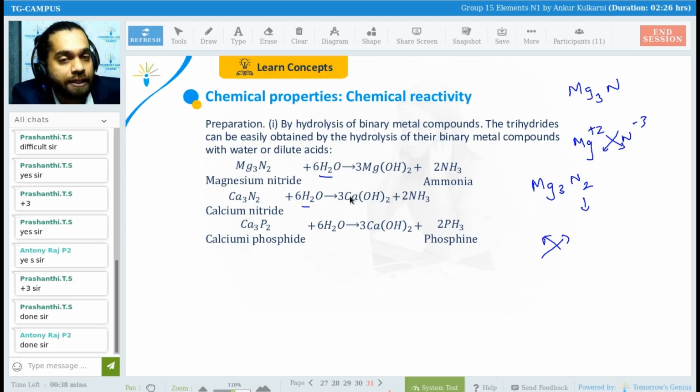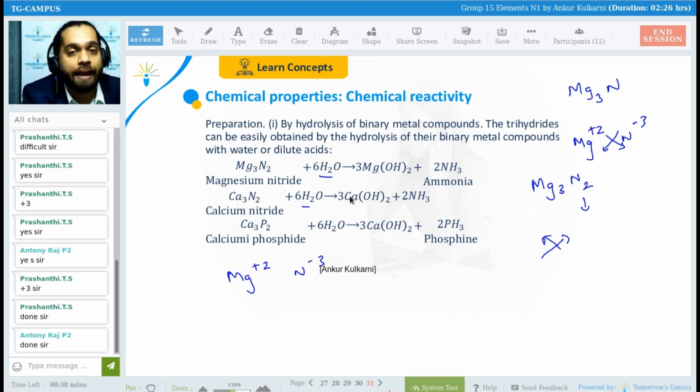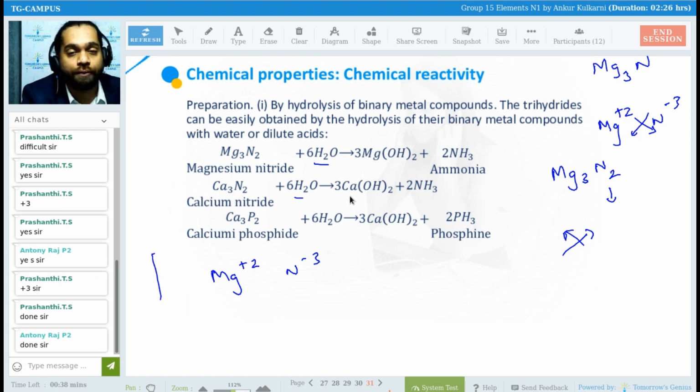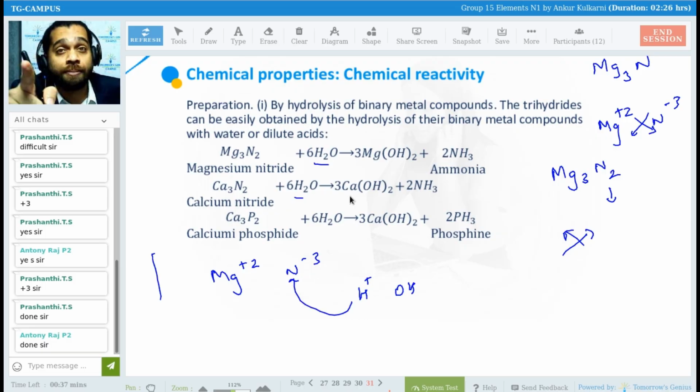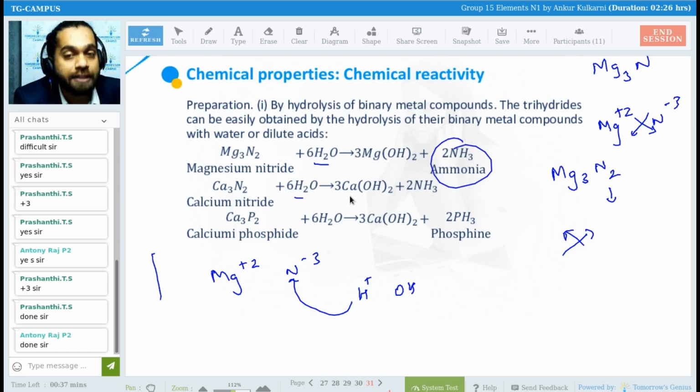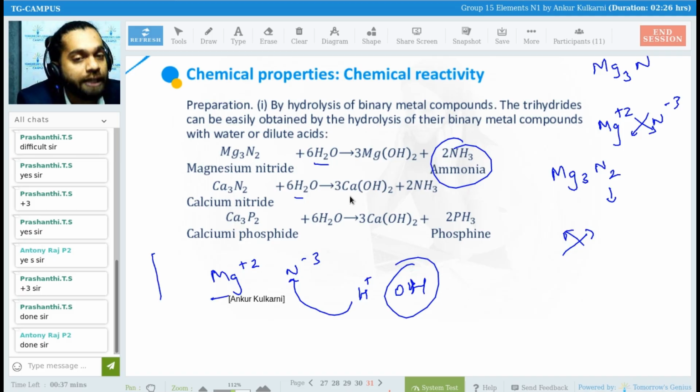Always remember, if I have alkaline earth metals like magnesium, like calcium, and I react them with water, I have Mg +2, I have nitrogen -3. I am reacting it with water, which means I have H+ and OH-. So H+ will go with the nitrogen, and we have seen when nitrogen -3 reacts with hydrogen, it forms the hydride of nitrogen. Similarly, if I have OH- and the metal, it will form hydroxide. Is it clear, everyone?